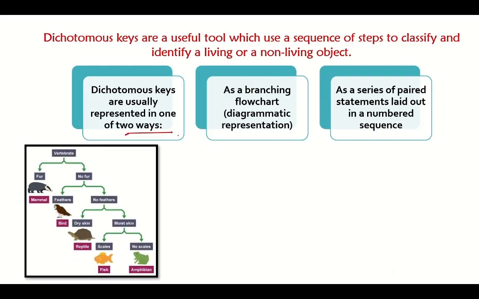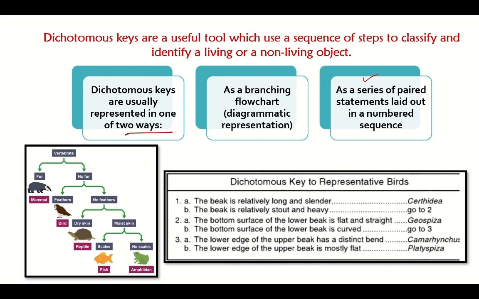Here in this image, you can see a series of flowcharts which is used to identify the organism. Then it can be a series of paired statements laid out in a numbered sequence. Sometimes some statements are provided to you and you have to read the statements and identify the correct organism. Let's start dichotomous keys with some examples.